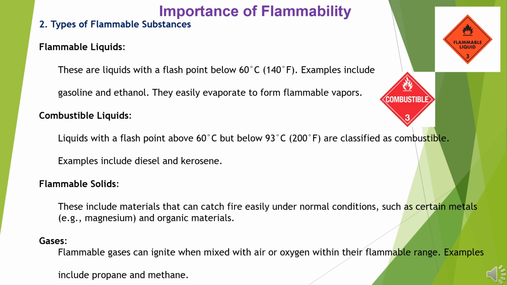2. Types of flammable substances. Flammable liquids. These are liquids with a flash point below 60 degrees Celsius, 140 degrees Fahrenheit. Examples include gasoline and ethanol. They easily evaporate to form flammable vapors.